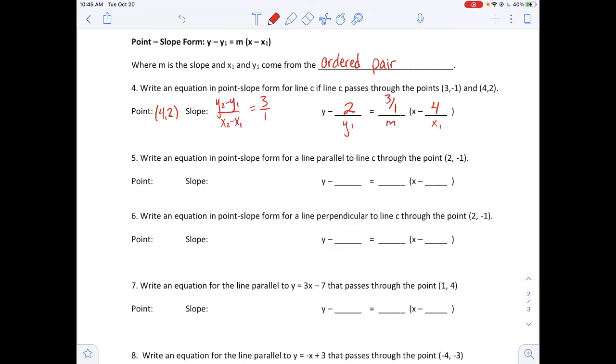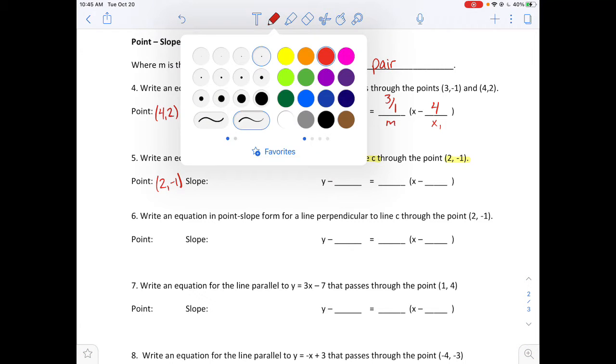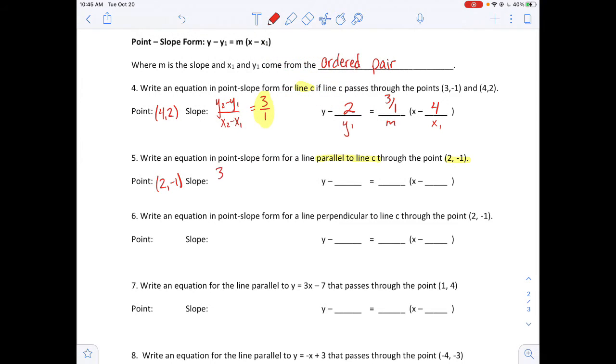Now let's look at number 5 and 6. I want to write an equation in point-slope form for a line parallel to line C through those points. So my point is (2, -1), and my slope parallel to 3 over 1, it's got to be the same number, 3 over 1. So y minus y1 equals m times x minus x1.